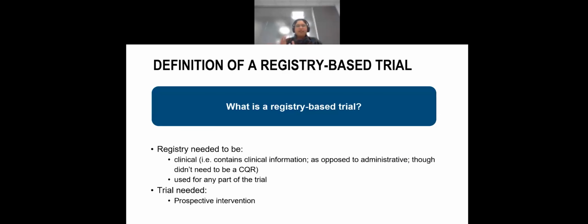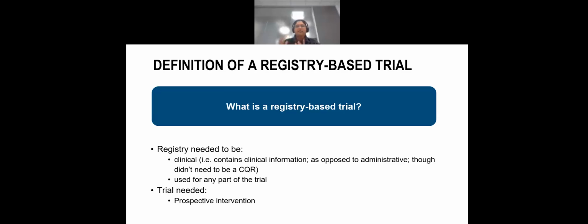Before moving on to the results from the scoping review, there was one challenge that we faced throughout this process, and something that had to be addressed at the start and also through the process was actually the definition of registry-based trials. There wasn't a standardized definition within the literature. So for our scoping review and the project in general, we established certain criteria for a registry-based trial.